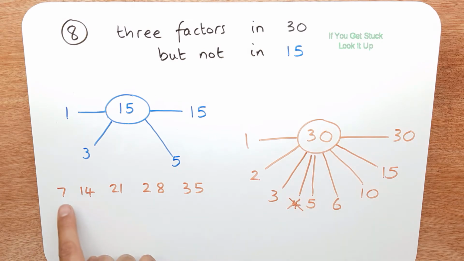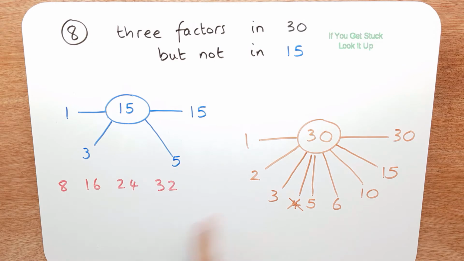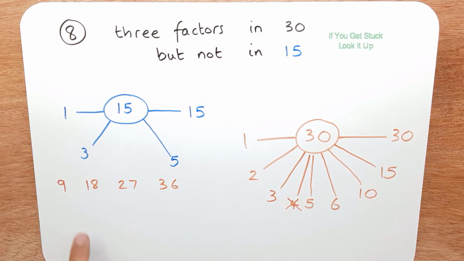I know 30 is not in the 7 times table because you have 7, 14, 21, 28 and 35. So there's no 30. So I don't need to put 7 there. I know 30 will not be in the 8 times table because you have 8, 16, 24, 32. So if you look here, there's no 30. So I don't put 8 there. And one more I'm going to try. 9. So 9, 18, 27, 36. As you can see, there's no 30 there. So 30 does not divide into 9. 9 is not a factor of 30.